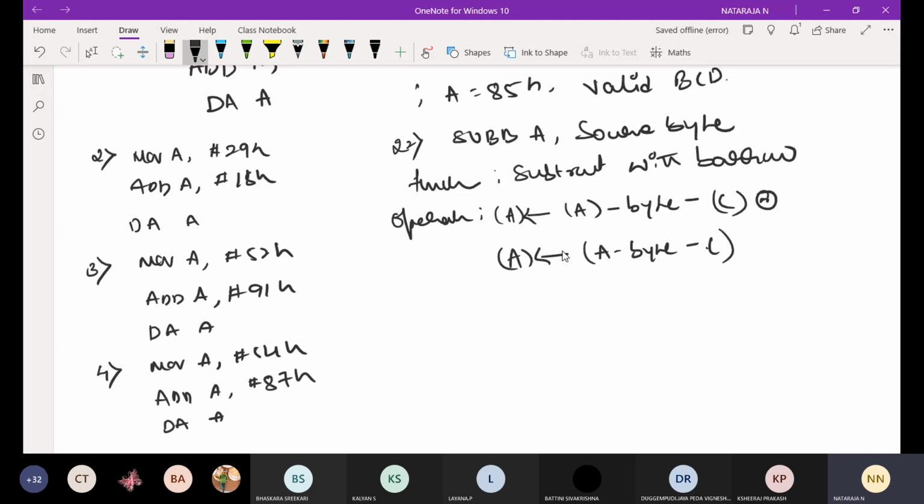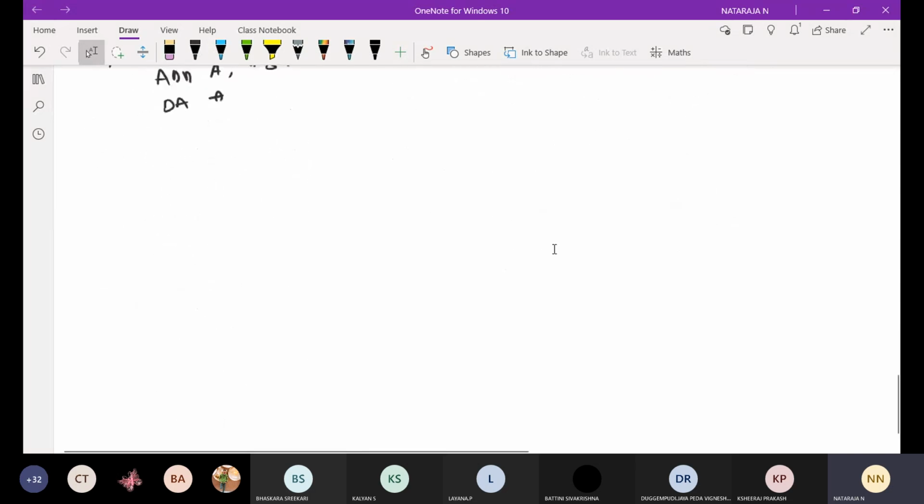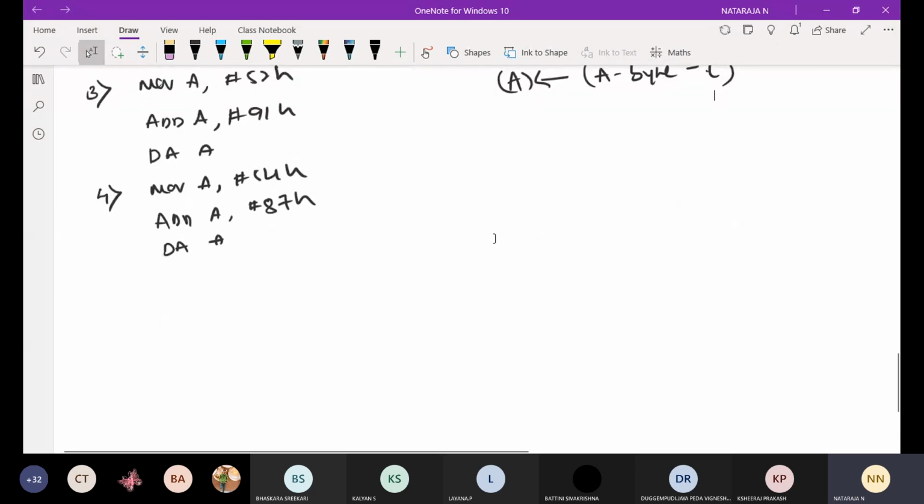Then take the description for the given instruction. SUBB subtracts the source byte and the carry flag from the accumulator, and it will store the result in the accumulator.